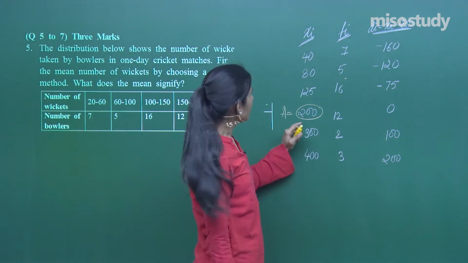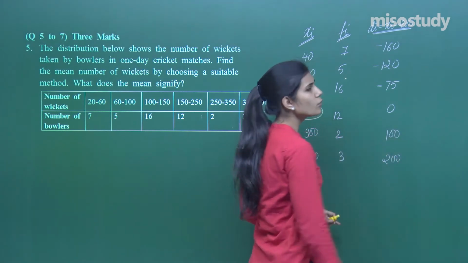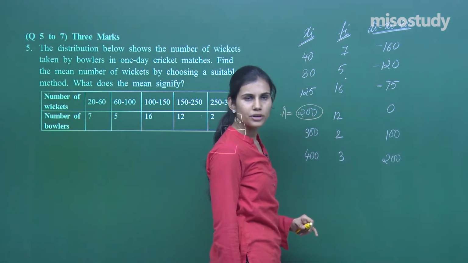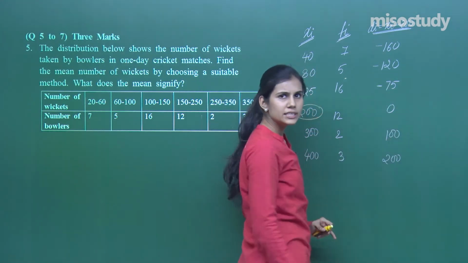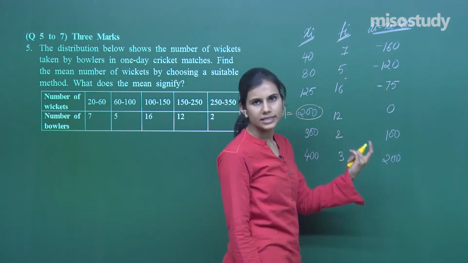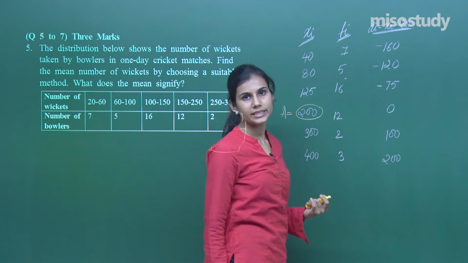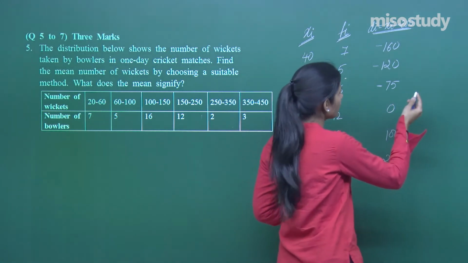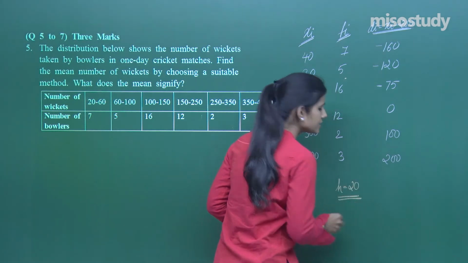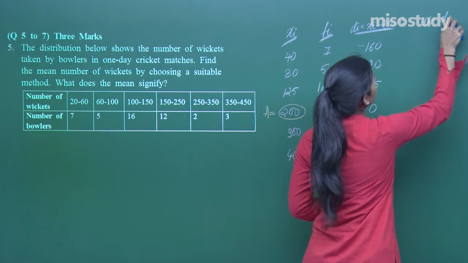Once you have got these di's, you can clearly identify all the di's will be divisible by 10 as well as 20. Only 75 is going to create trouble, but it's fine. One number creating trouble is not a problem. We can work with decimals for one number, but the rest is easily divisible by 20. So we declare h to be 20 and move towards step deviation. Now we calculate ui, which is di upon h.